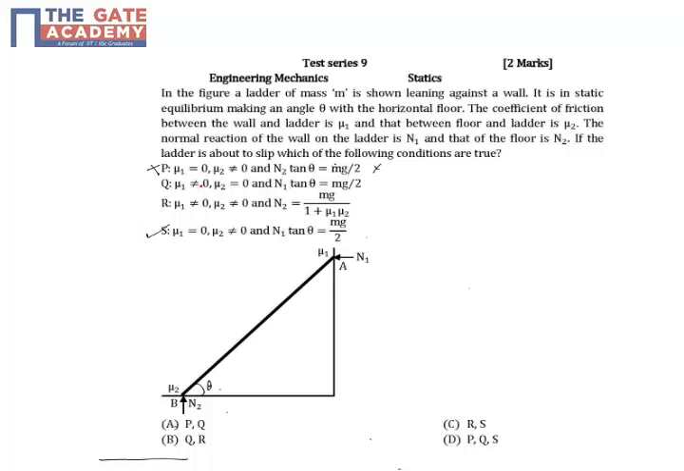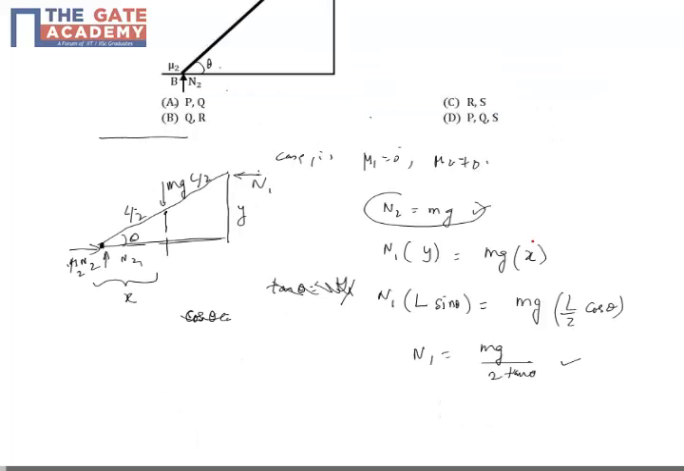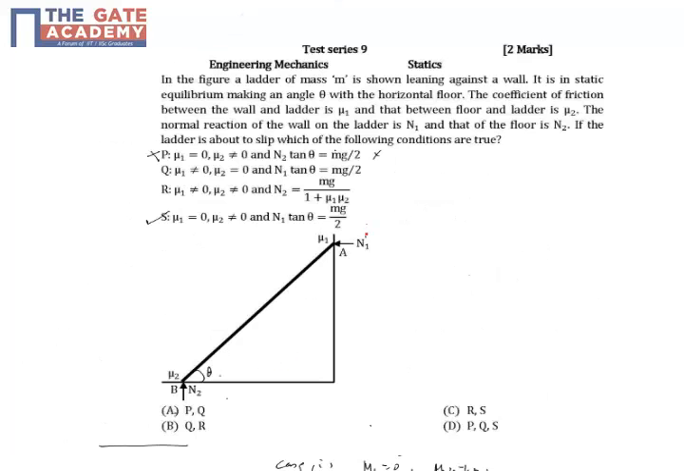Now coming to the other cases. Where mu1 is 0 and mu2 is 0, you have to take case by case and solve this problem. Now the case where mu1 is not equal to 0 and mu2 is 0. So mu1 is not 0, so it will tend to slip here. This is N1, this is mu1 N1, there is no friction at the other end, and there is mg. This will not be in equilibrium because N1 will not be balanced. So Q is definitely wrong.